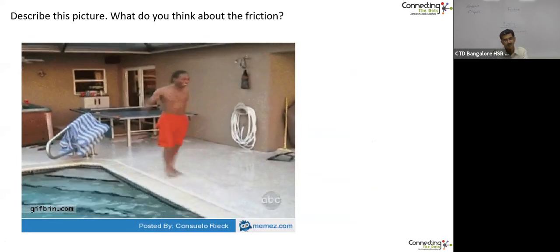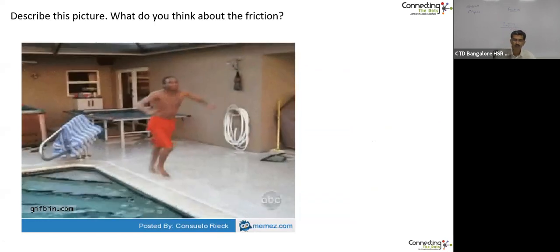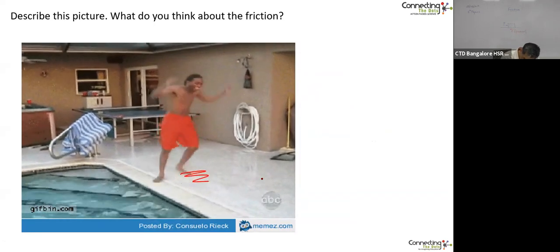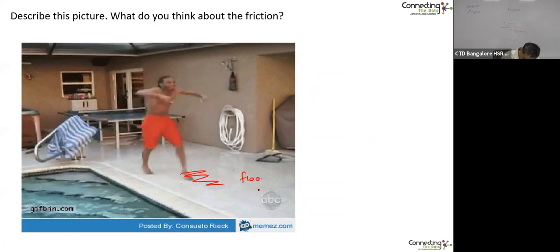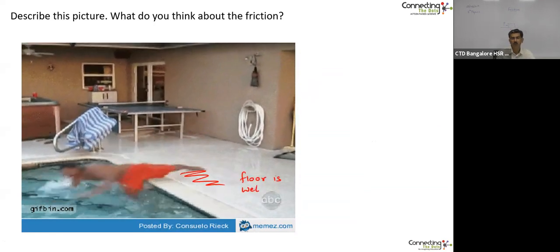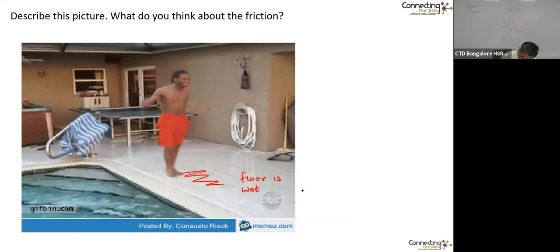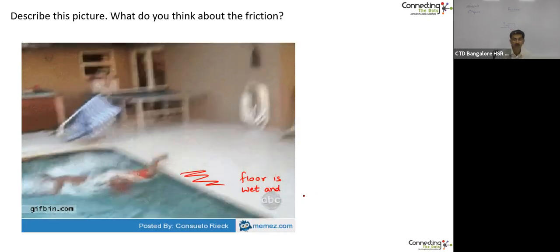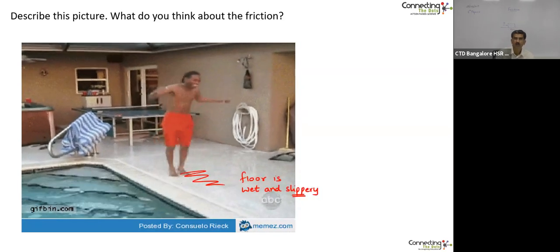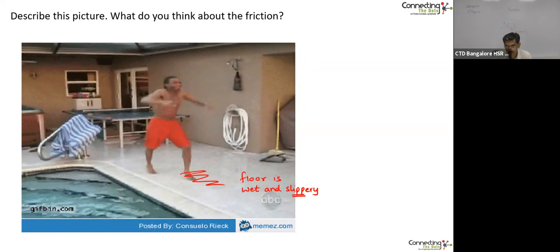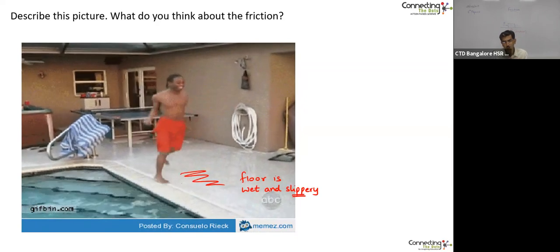This is the man falls into the pool. Look at how he is moving. The floor here, the floor is wet. So when we say the floor is wet, we also say that the floor is slippery. Now, what does the word slippery mean? It means that the friction is low. The word slippery, when we say that the floor is slippery, be careful. What does it mean? It means that the friction is low.